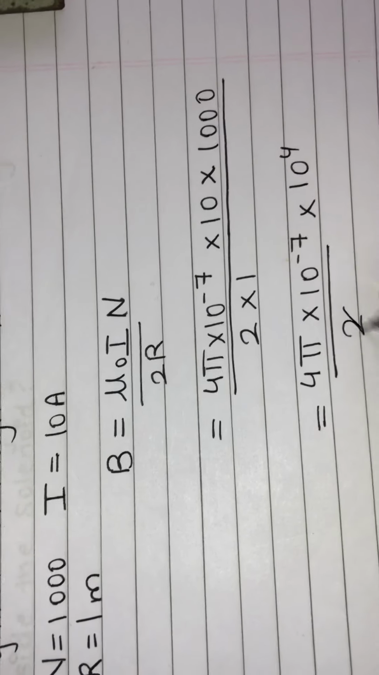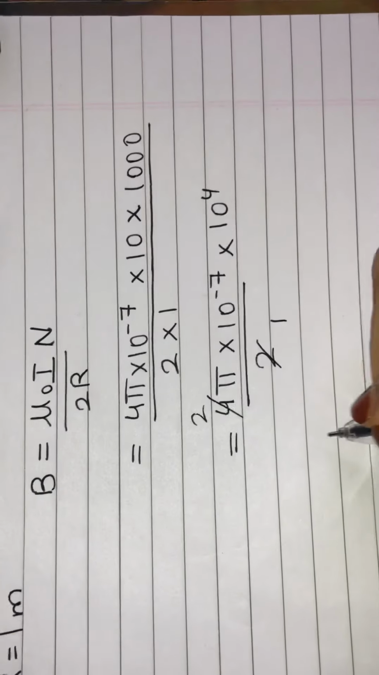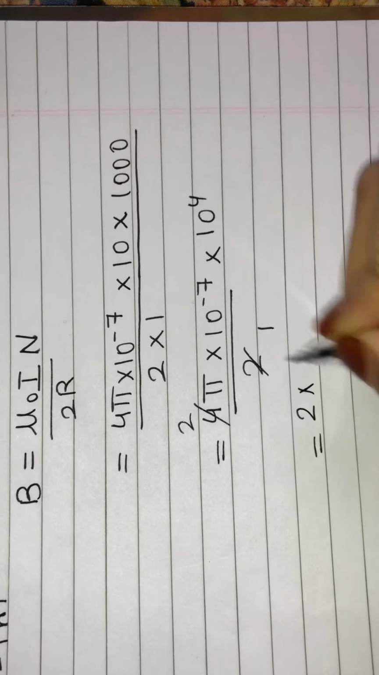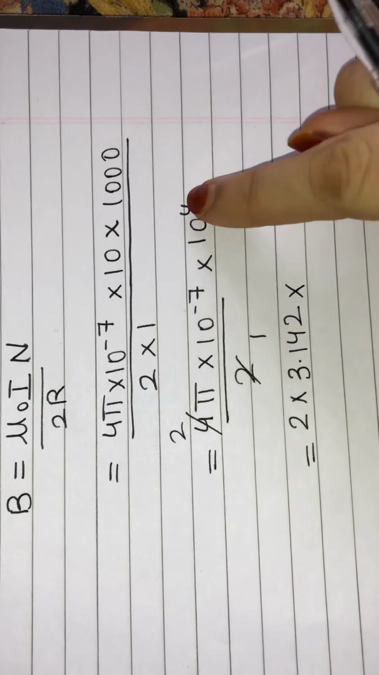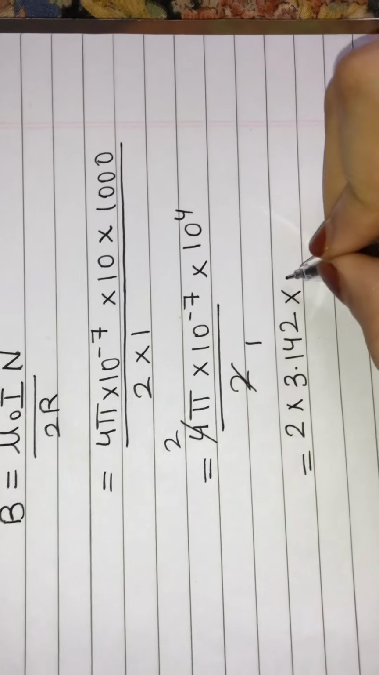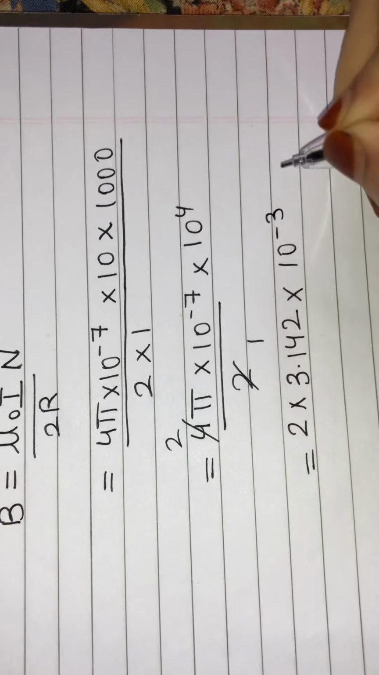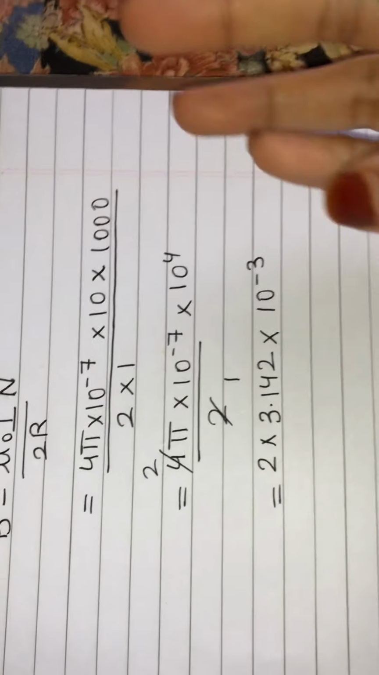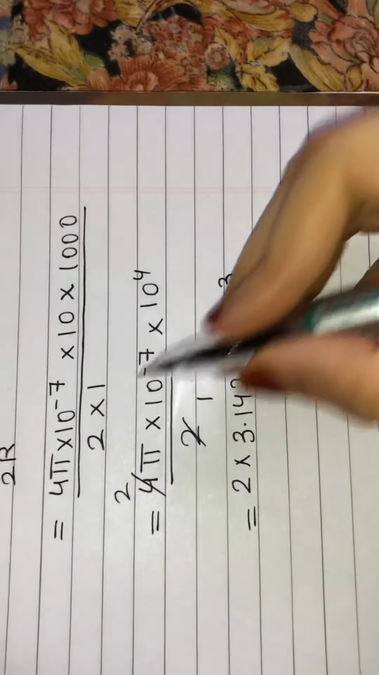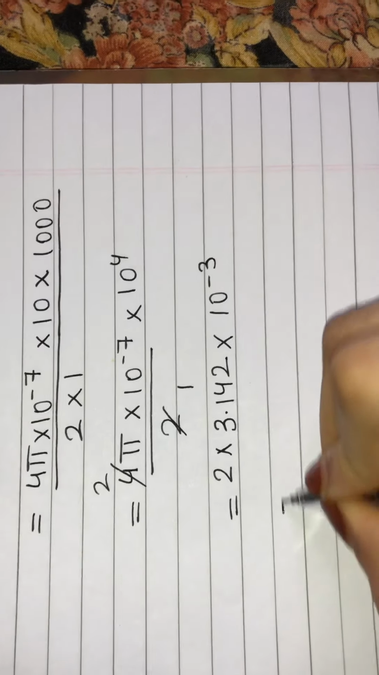2 ones are 2. Here we have 2 into what is pi? 3.142 into. Now 4 minus 7 is 10 raised to minus 3, right? 4 minus 7, 5, 6, 7, 3, minus 3 because 7 is bigger.